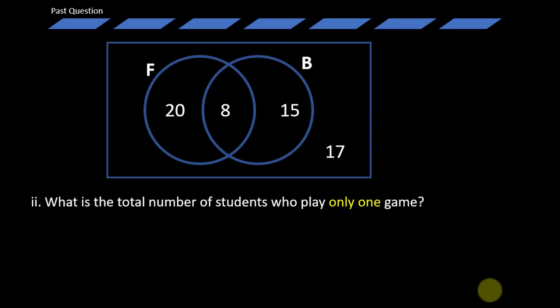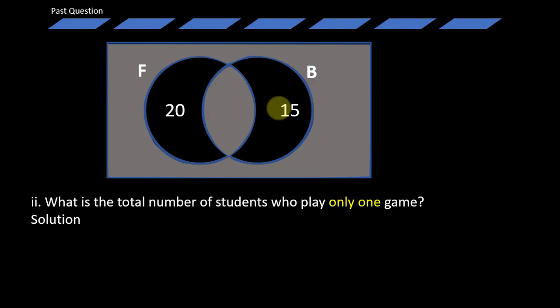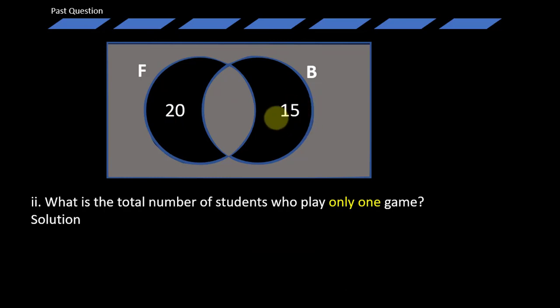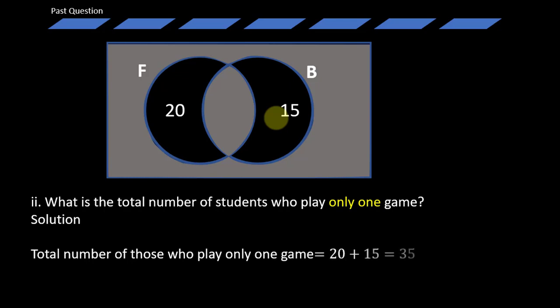Okay, so before we look at that, the total number of students who play only one game would simply be those that play only football and those that play only basketball. So that means that the rest of the other parts of the diagram should be covered, leaving only those that play only football and those that play only basketball. So thus, the answer is simply going to be the total number of students of those who play only one game is simply going to be equal to 20 plus 15. That gives us 35.